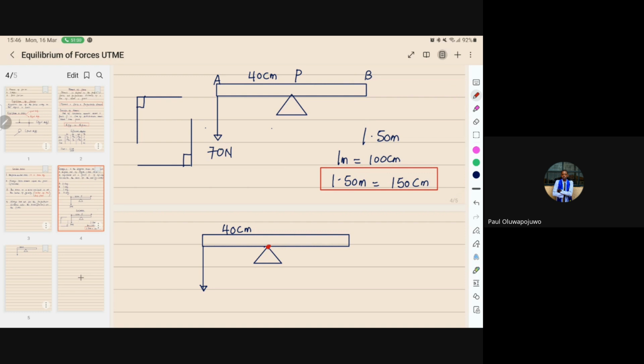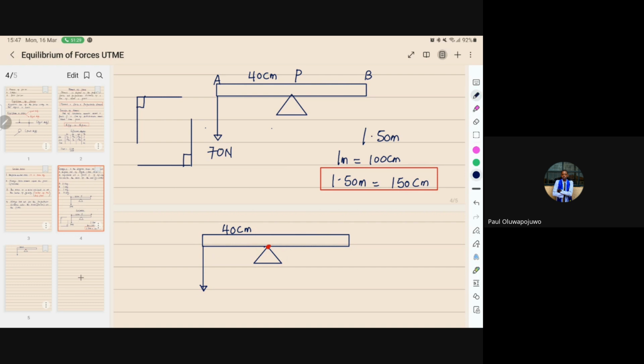Or your pivot, however you call it. When you take moment about that pivot, it simply means that you are multiplying the force by the distance away from the fulcrum. That's what it means by taking moment about the fulcrum. Do you understand? The distance from the force to that fulcrum is what we get as the perpendicular distance, and the force should be perpendicular to the length it is acting on.